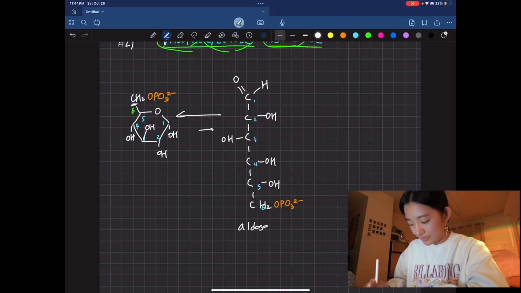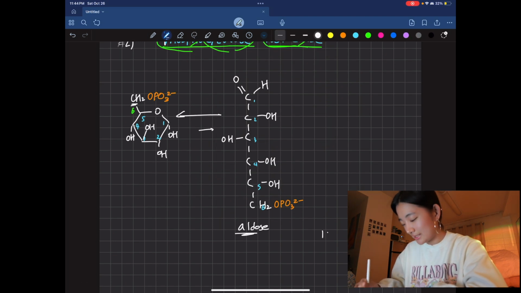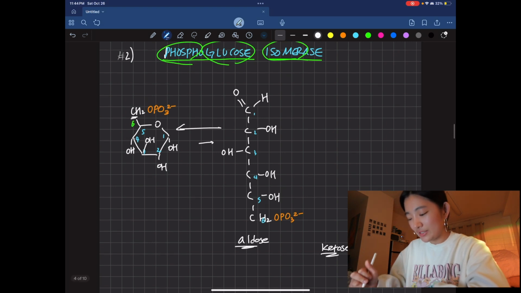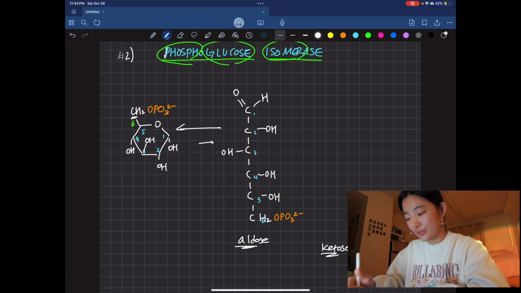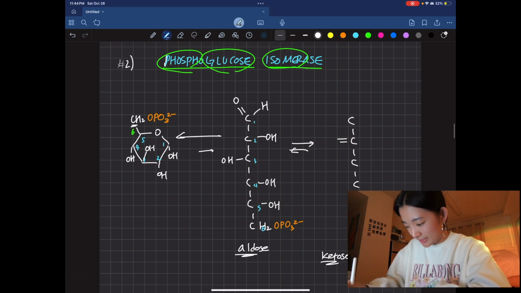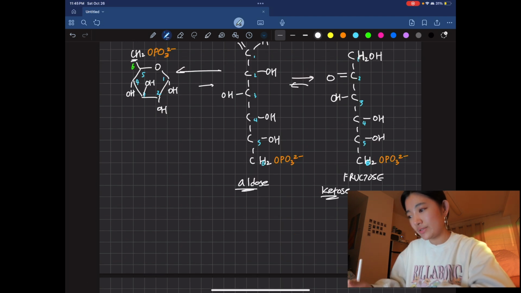Glucose is an aldose. Fructose is a ketose. So it's going to look very similar, except it's going to have a ketone group instead of an aldehyde group. So your ketone group is going to be on carbon number 2. So that is going to be your fructose 6-phosphate.